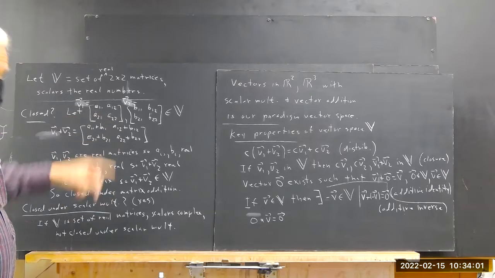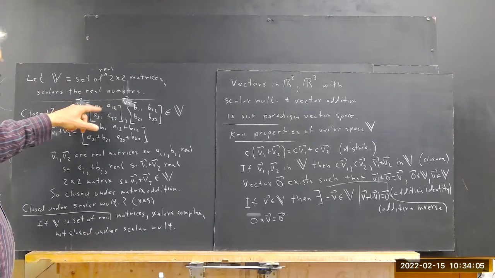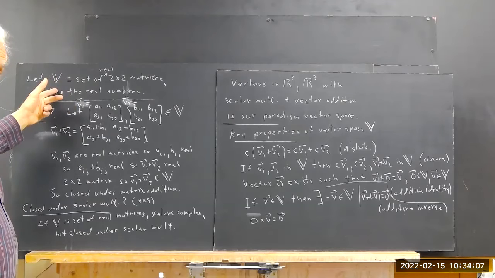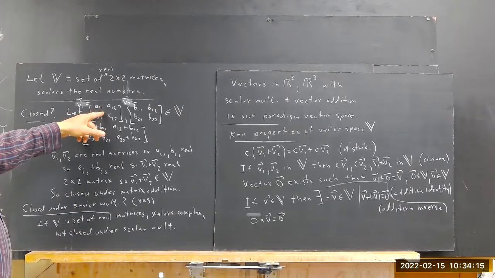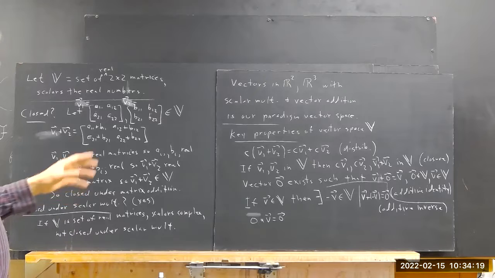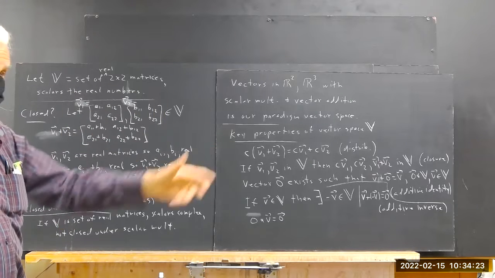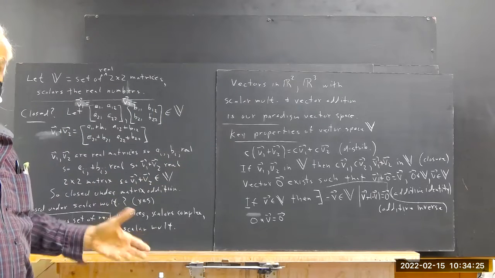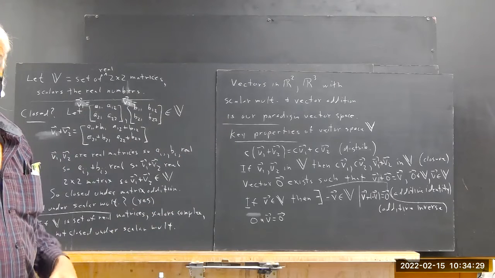Okay? So make sure you understand this. Now, if these are all complex and your scalars are all complex, it's fine. If these are all complex and your scalars are all real numbers, then you would have closure under scalar multiplication, because a real number times a complex number is a complex number. Your matrix would be complex. You multiply it by 7, it's still complex.